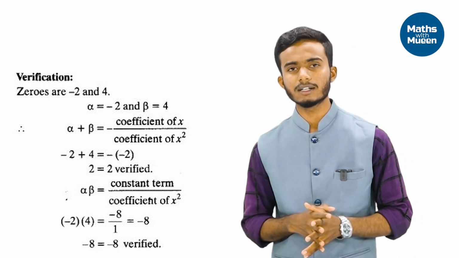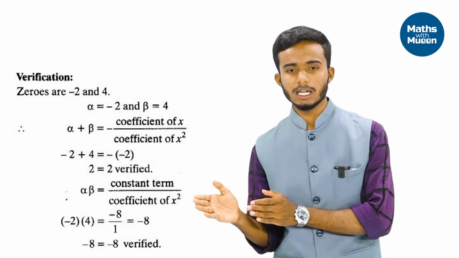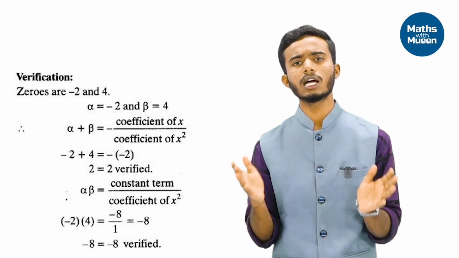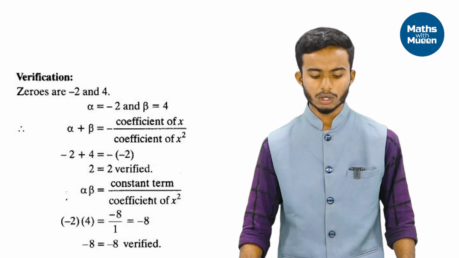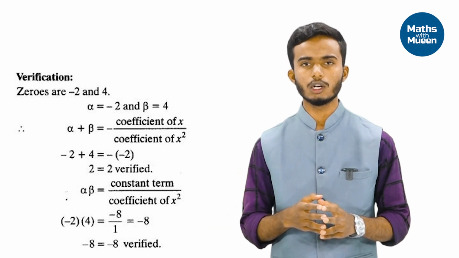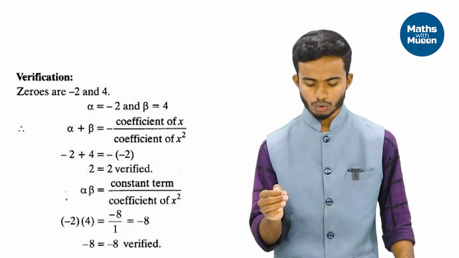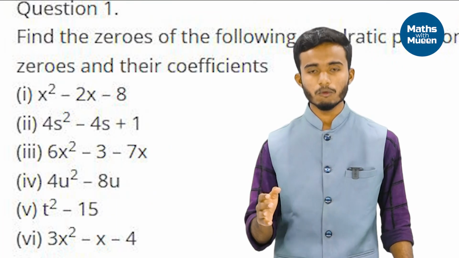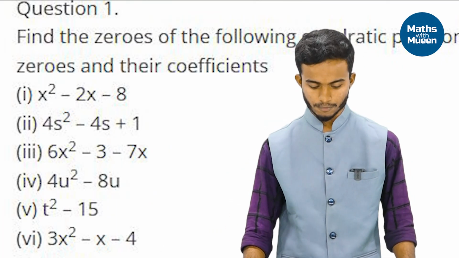Now you are going to substitute this and check whether alpha plus beta is equal to minus b by a and alpha into beta is equal to c by a. If both the criteria are fulfilled, then you can finally come to a conclusion that the given quadratic polynomial's zeros are satisfactory. Therefore you are going to substitute and you are going to get the equal signs. In the same way, the remaining questions you are going to solve by yourself.